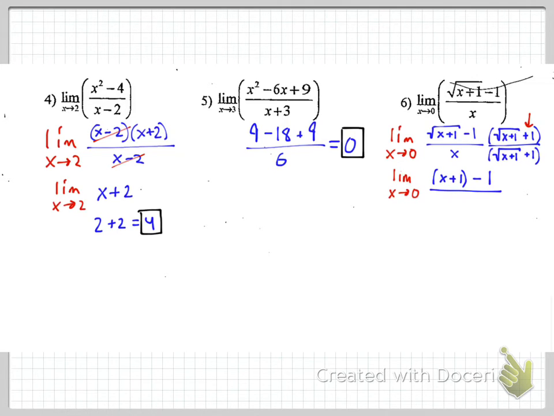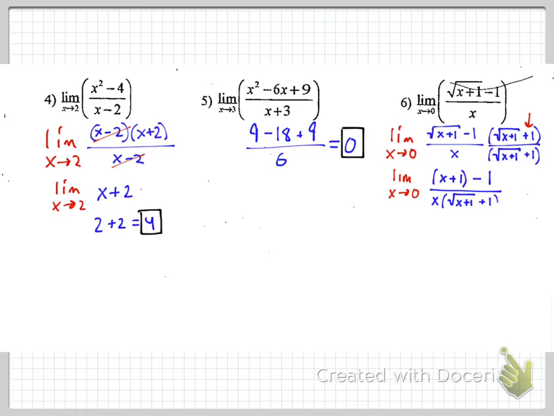Remember, a difference of squares is the first one squared minus the second one squared. Very much like number 4 back here. Remember how you had x squared minus 4 and you recognized that as a difference of squares? It's just we're going the other direction. The square root of x plus 1 squared, that's just x plus 1. The square root of 1 squared is just 1.